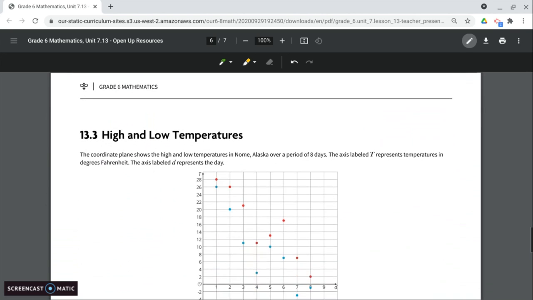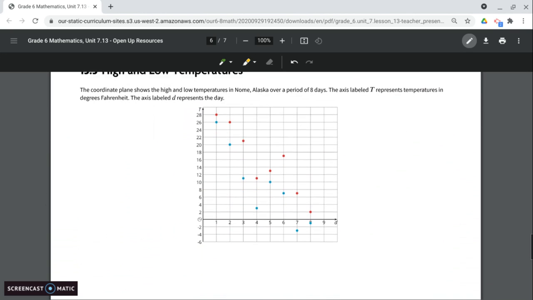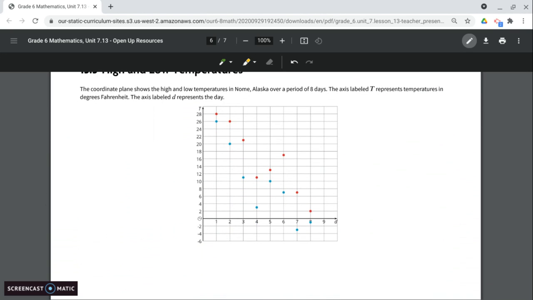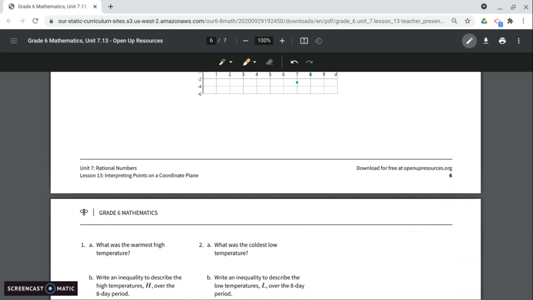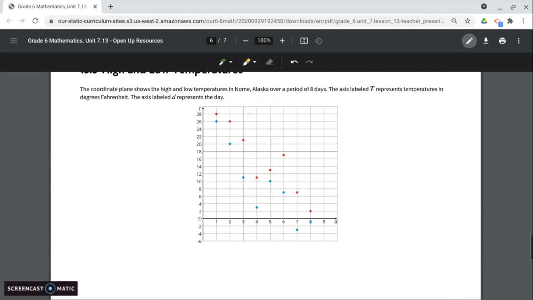All right, our next situation is high and low temperatures. The coordinate plane shows the high and low temperatures in Nome, Alaska over a period of 8 days. The axis labeled T represents the temperatures in degrees Fahrenheit. The axis labeled D represents the day. So the first one asks, what was the warmest high temperature? So what was our highest temperature we had?